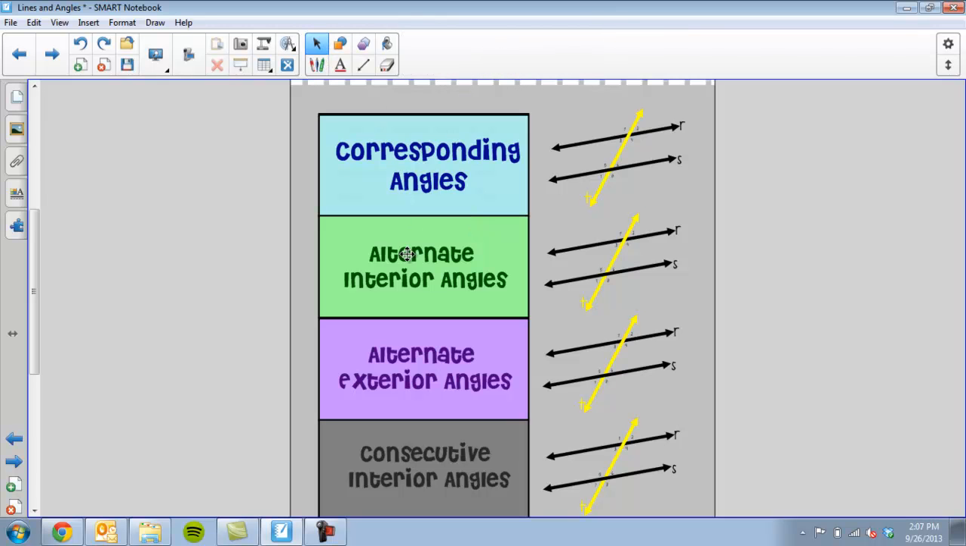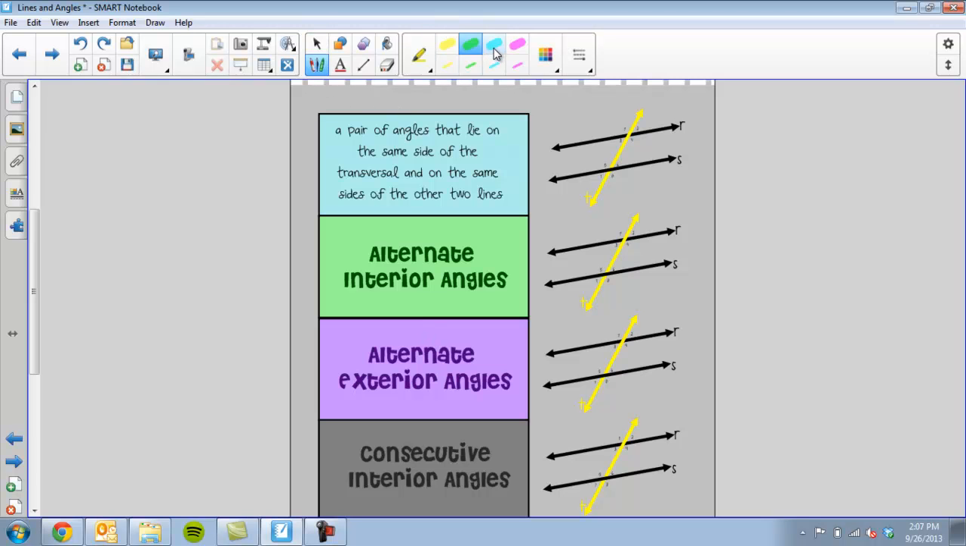A corresponding angle is a pair of angles that lie on the same side of the transversal and on the same side of two lines. So what I like to do is first identify my transversal. So here it is, it's beautiful and yellow. It says that we need to be on the same side of the transversal. So we're either going to be on the left or on the right. Both of those angles would be on the same side. And then it says same side of the other two lines. So what that means for us is from the transversal, here's the left and here's the right.